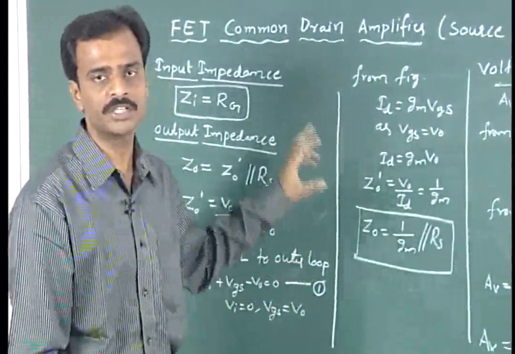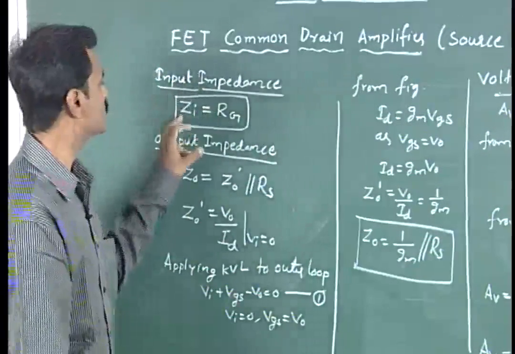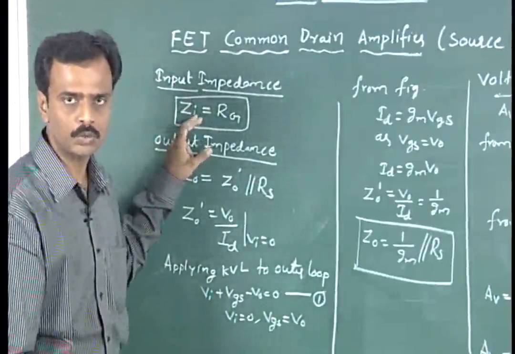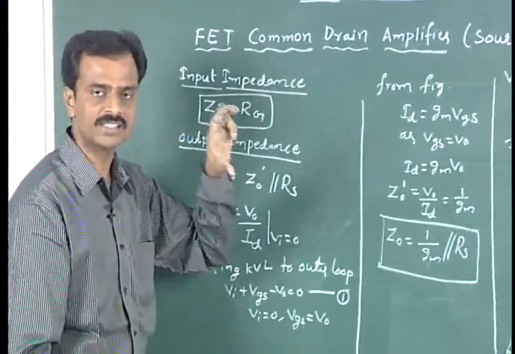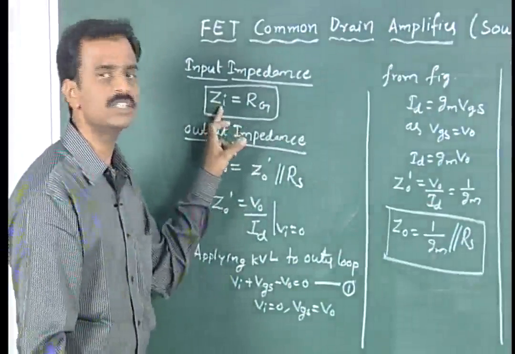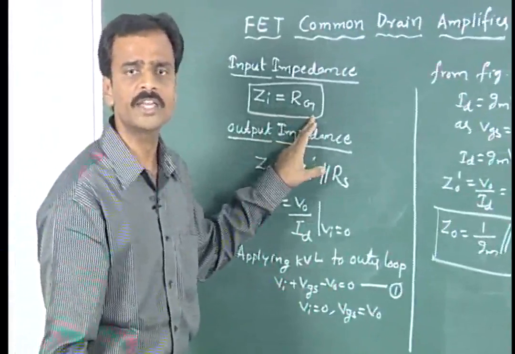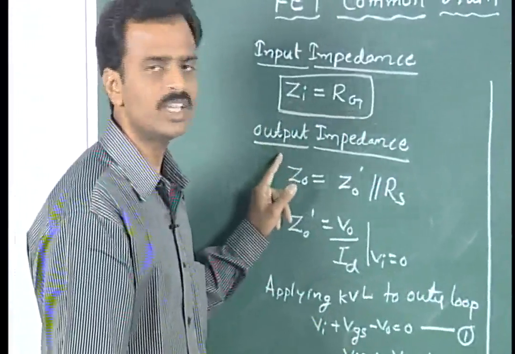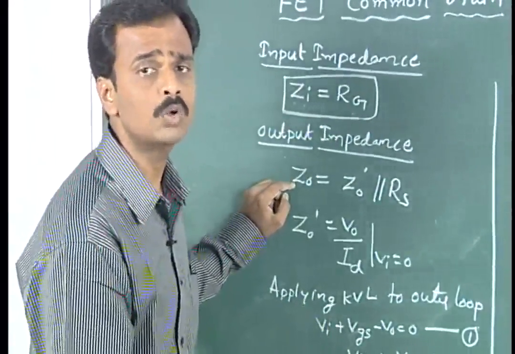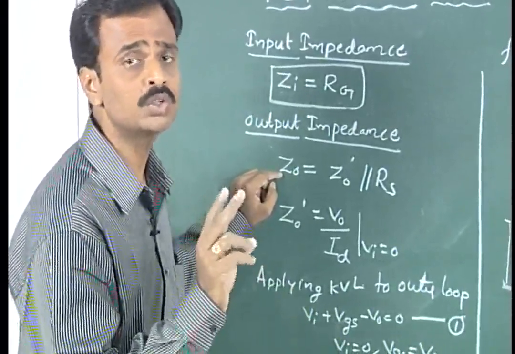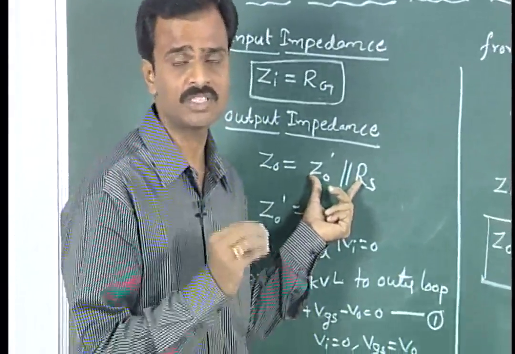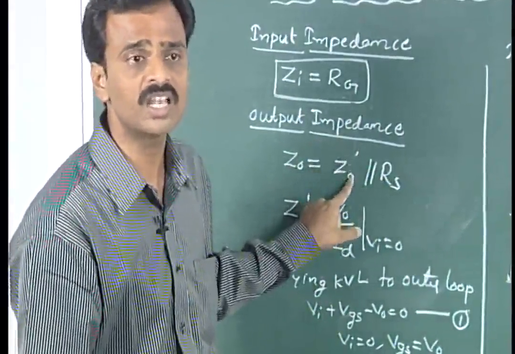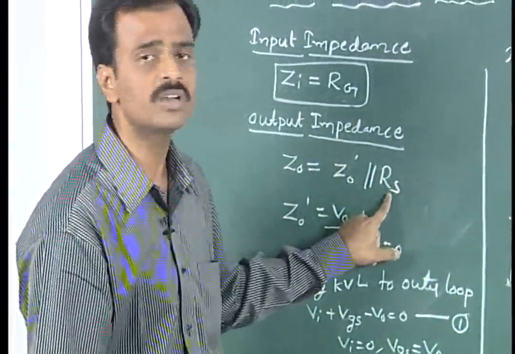So first let us see the input impedance. Zi is the input impedance. When we look from the input of the equivalent circuit, we'll look only at the gate resistance across that circuit. So the total impedance of the equivalent circuit will be equal to the gate resistance. So Zi is equal to RG. Next, coming to the output impedance. If we look from the output of the equivalent circuit, there are two types of resistances which we can see here, where Z0 dash is across the small RD, and Z0 is across RS.